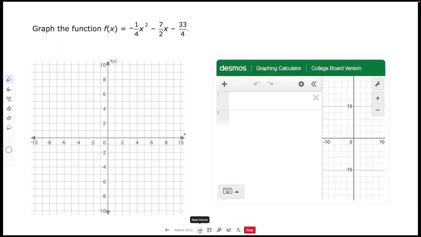All right, last type of problem here. Lots of fractions, looks ugly. And it is a little bit ugly because when you start off by doing your vertex, you're going to do x equals -b over 2 times a. And so then you're going to have -7 over 2 over 2 times -1/4.